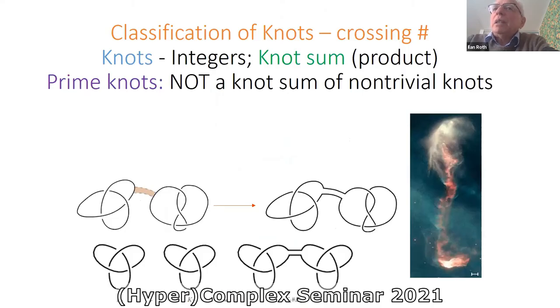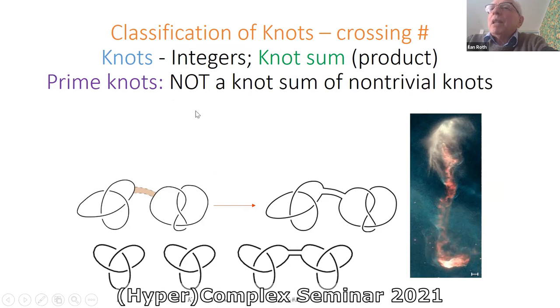And then the last thing of importance is that I can add knots in some way and create a more complicated, combined knot. But there are some prime knots which are not a knot sum of non-trivial knots, meaning that there will be some knots which are the basic forms, not combined by so-called reconnection of other knots.